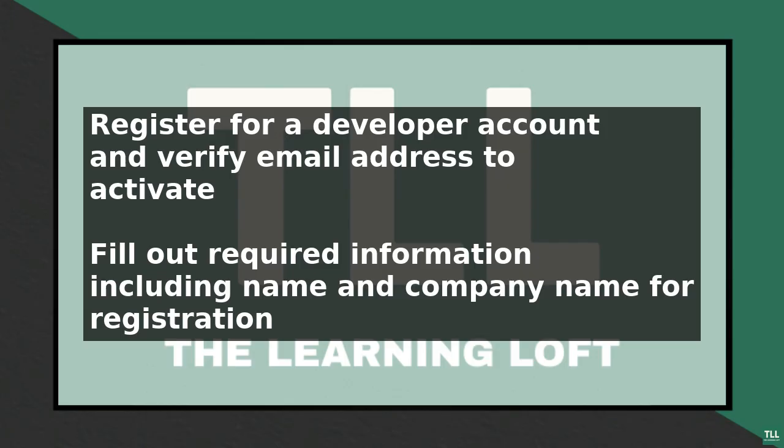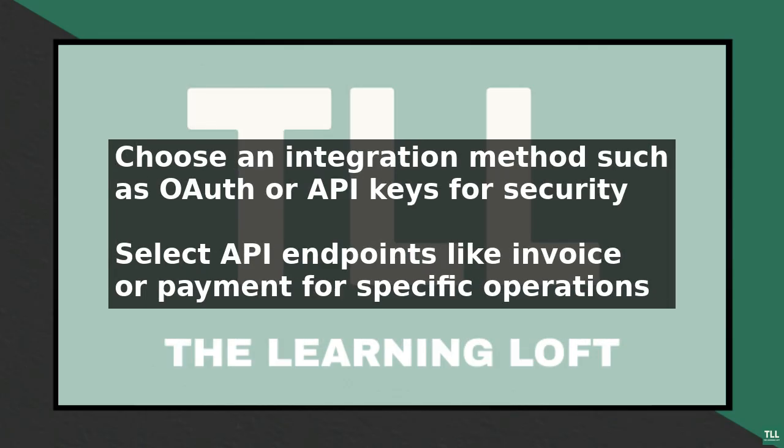To configure the Bill.com API integration, you need to choose an integration method, such as OAuth or API keys. OAuth is a more secure method, as it allows users to grant access to their Bill.com account without sharing their login credentials. Next, you need to select the API endpoints you want to use, such as the invoice endpoint or the payment endpoint. The invoice endpoint allows you to create, update, and retrieve invoices, while the payment endpoint allows you to create and retrieve payments.